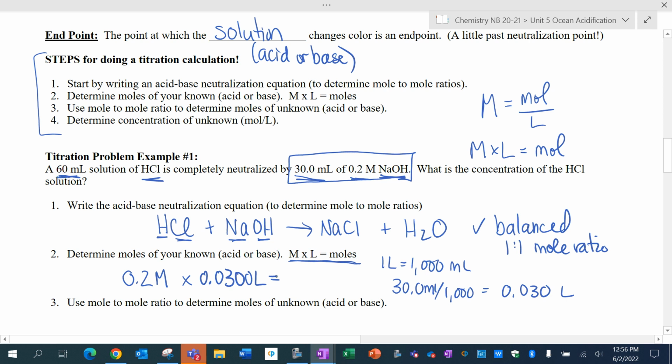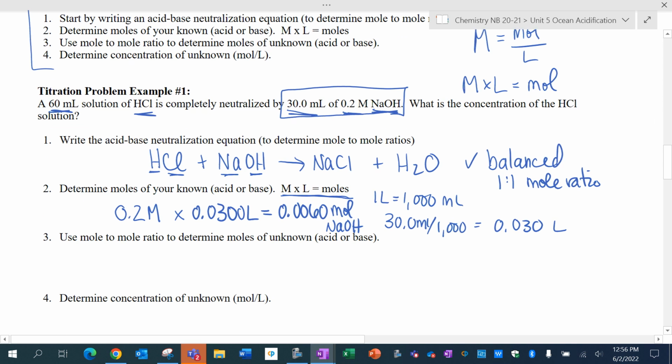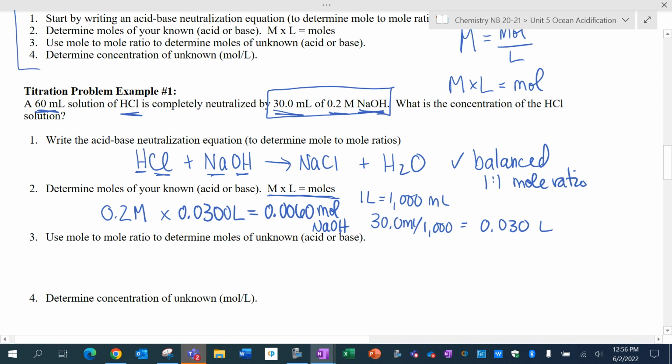So 0.2 times 0.03 is 0.006 moles of NaOH. It's really important we label what it's moles of so we can keep track of whether we're talking about the acid or the base. So this is my known. My known is the base in this case.